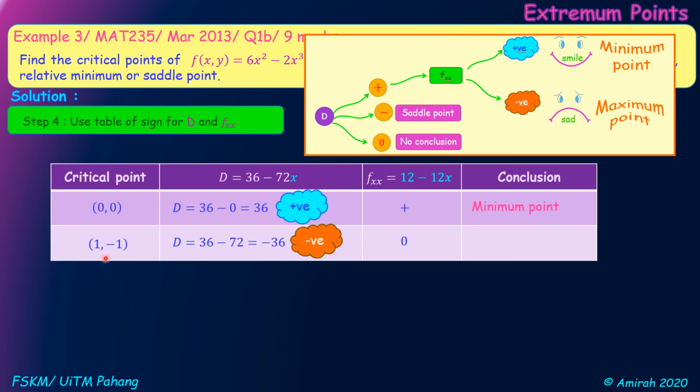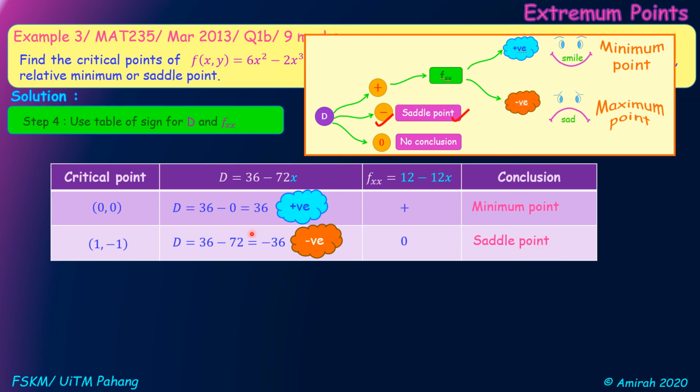Then for the second critical point, we have D equals to negative 36. So negative 36 here means negative sign. When we have D negative, we no need to check the sign for fxx. When D is negative, we can straightforwardly give a conclusion, which is saddle point.